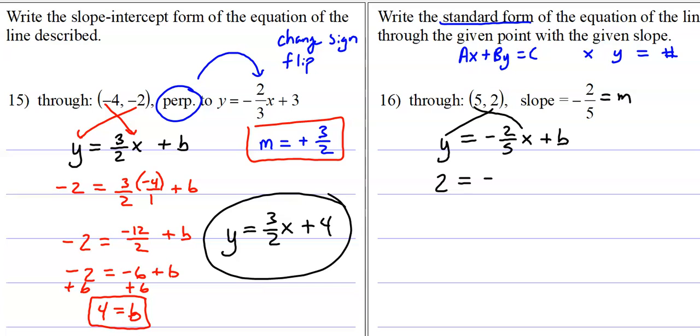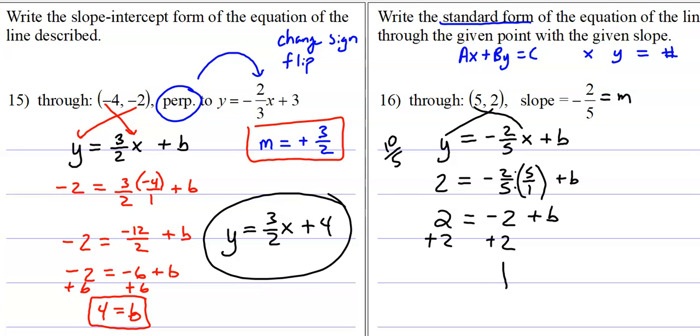2 equals a negative 2/5 times 5. I'm going to put 5 over 1 plus b. So that's 2 equals, well, 2 times 5 is 10. 5 times 1 is 5. So 10 over 5 is just 2. So that's a negative 2 plus b. To solve, add 2, and we get b equals 4.